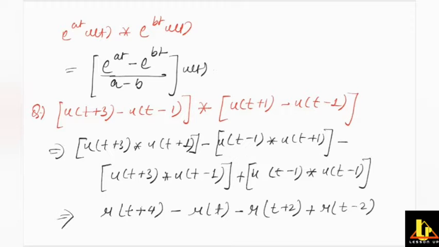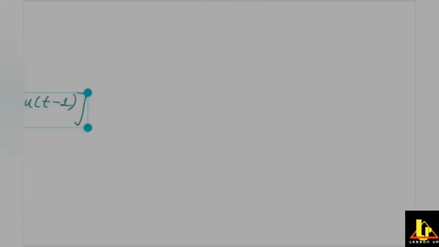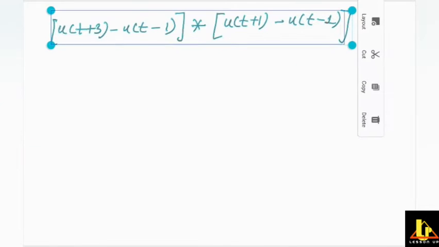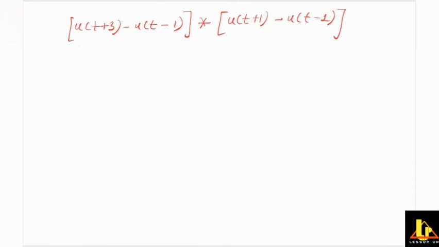Now in this video we will find the convolution of two rectangular signals. Suppose we are taking the same equation. So this is the equation of one rectangular signal and this is the equation of the second rectangular signal. So how we will plot this?